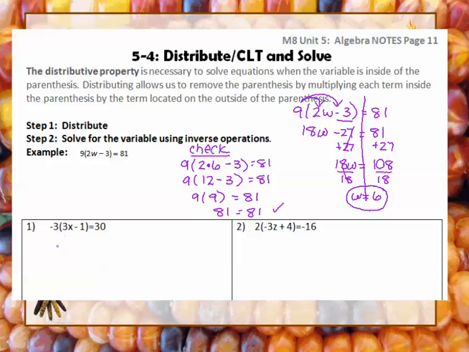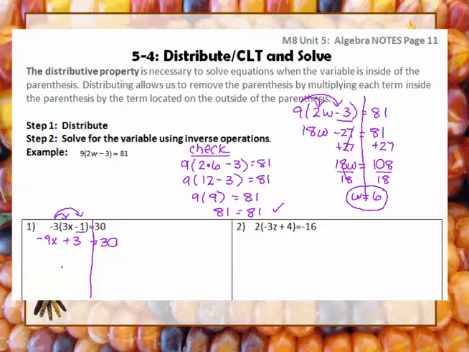So let's look at number 1 together. Do I have any distributive property? Yes, I do. I do right here. This negative 3 times a positive 3, and then a negative 3 times a negative 1. Remember, we're solving, so if you want to draw your line through your equal sign, you can. Negative 3 times a positive 3x gives me negative 9x. Negative 3 times a negative 1 gives me positive 3 equals 30.